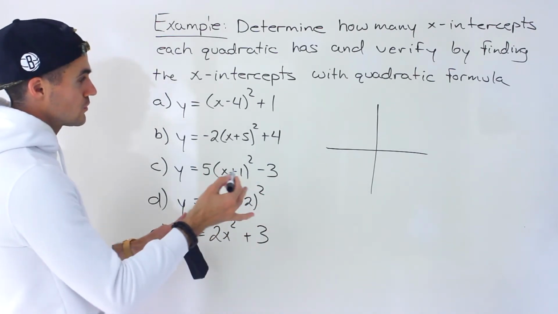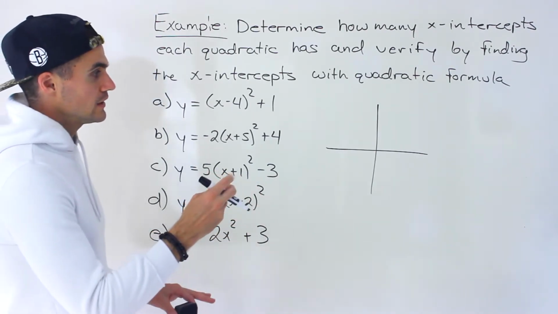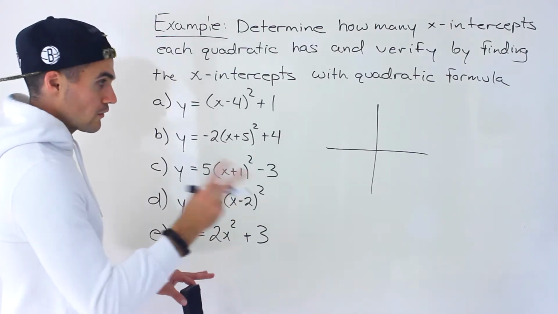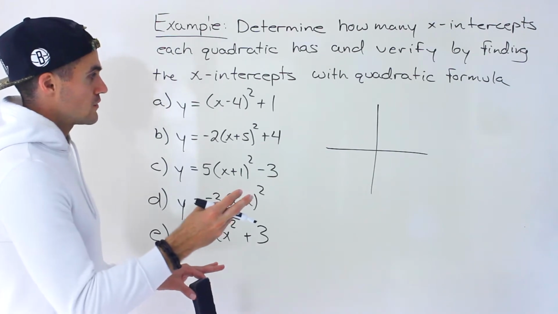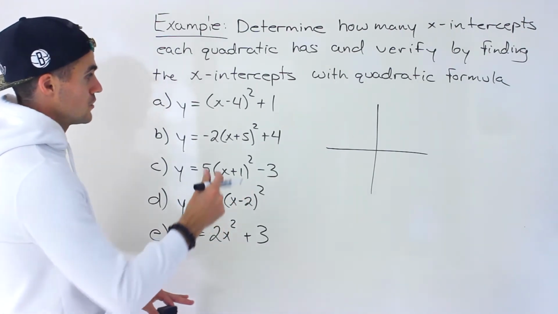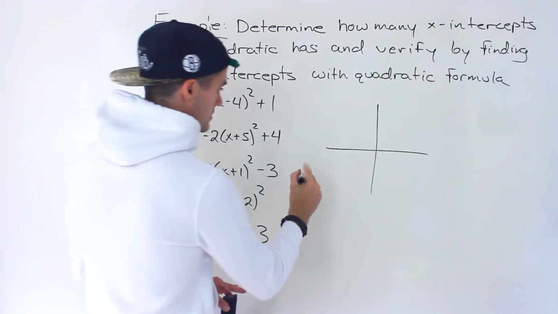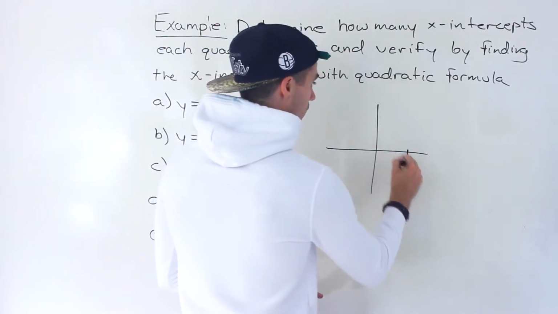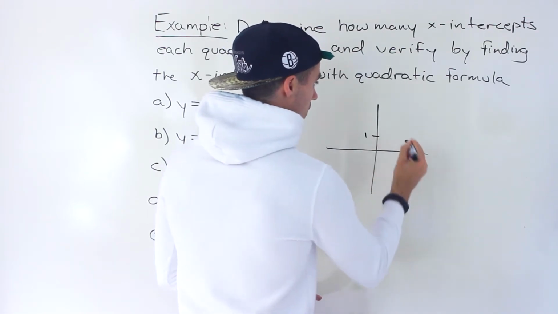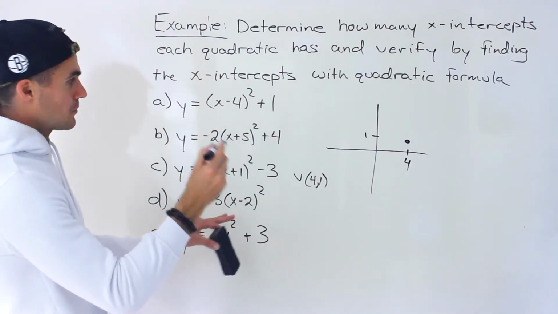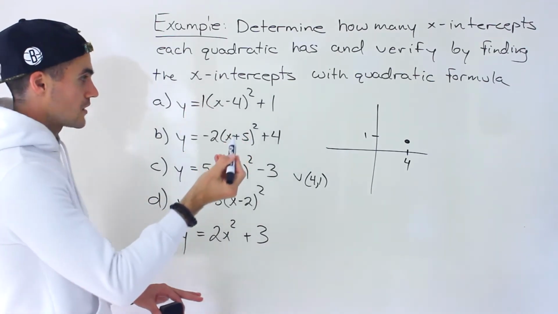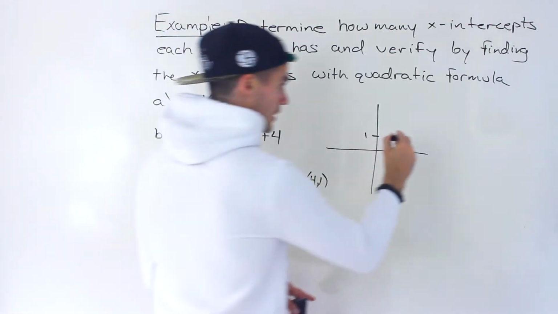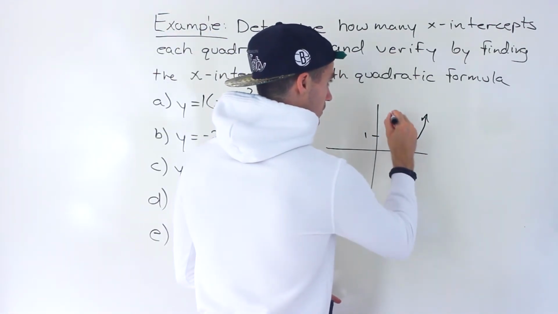You just have to do a rough drawing on it because it's only going to depend on two things: where the vertex is, and whether the quadratic opens up or down. So notice here, the vertex is at (4, 1). So if we plot that, 4, 1, that's going to be right here. And does this quadratic open up or down? Well, notice that we have an a value of positive 1 over here. So we know it's going to open up because the a value is positive. And so it's going to look like that.